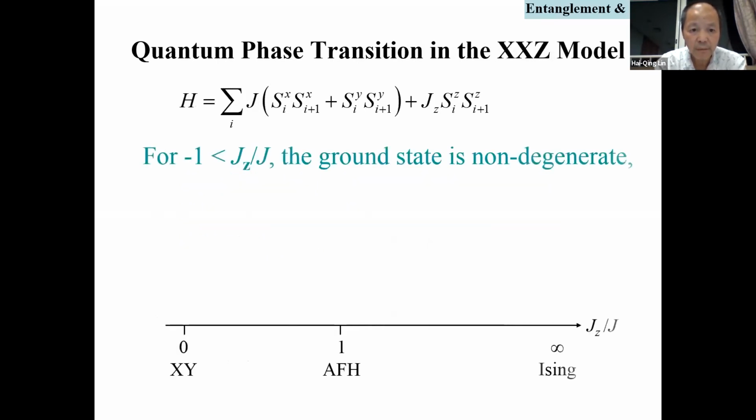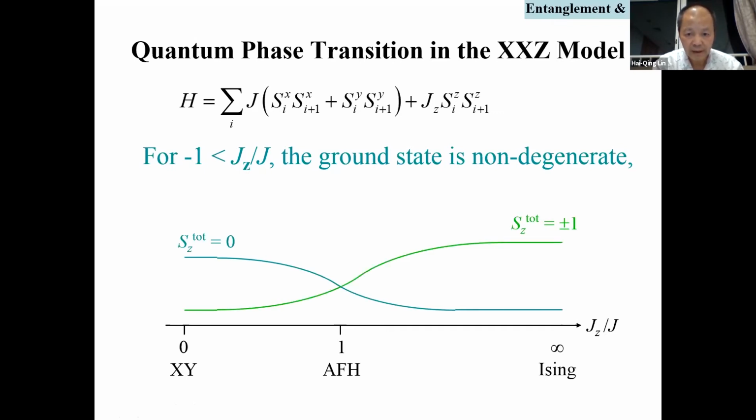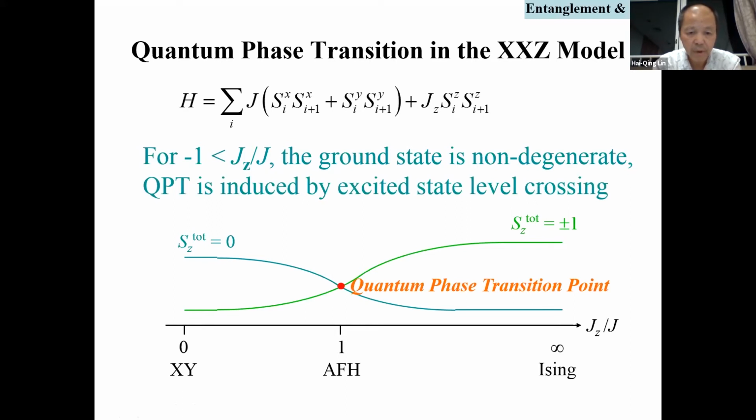Now, when J_Z is larger than -1, as in this picture from -1 to infinity, you can analytically show that the ground state is always non-degenerate. However, the first excited states are triplet, and they are degenerate at the antiferromagnetic Heisenberg point, as shown here. The quantum phase transition at the antiferromagnetic Heisenberg point is induced by the crossing of the first excited state.